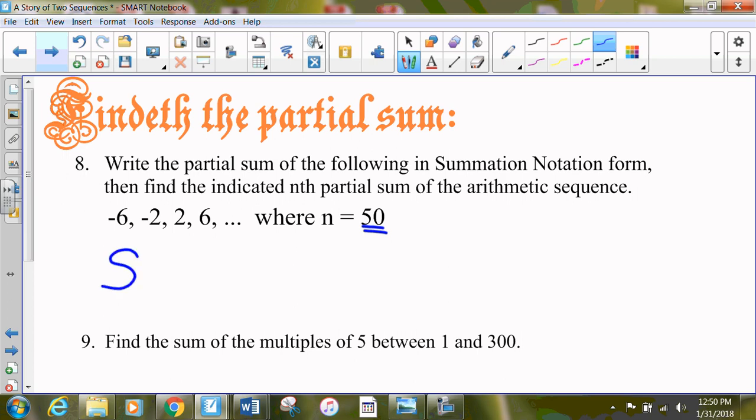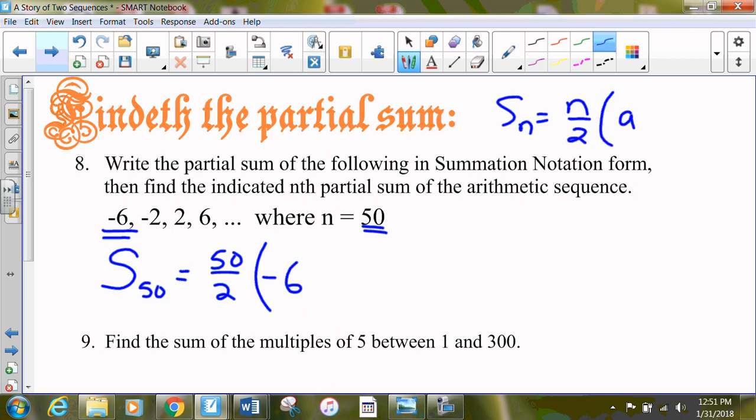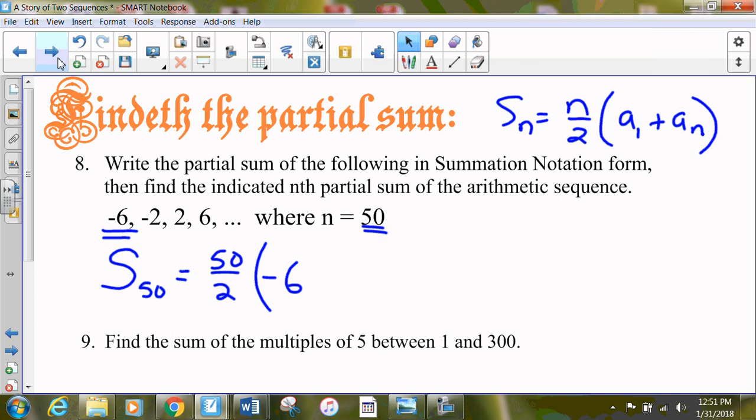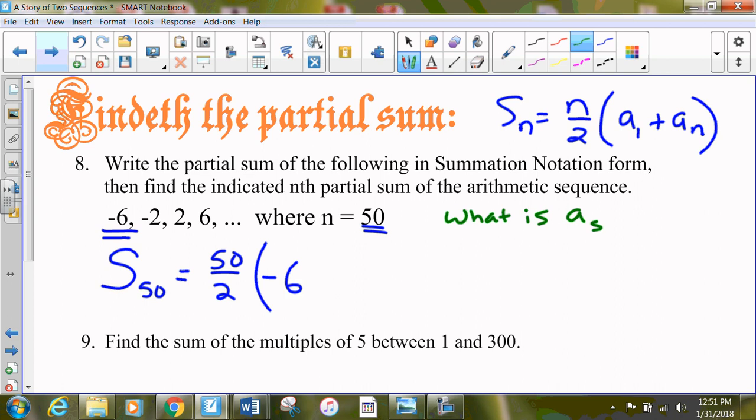So for the sum, we already know n is 50. And actually, we're good to go with the first term. So our first term is -6. So remember, our sum formula is n over 2 times the quantity a sub 1 plus a sub n. And hopefully I did write it right over here. Yep, we're good. Okay, so how do I find out what the 50th term is? That's the big question. What is a sub 50?